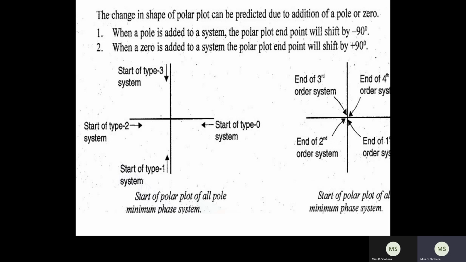So here you can look into the transfer function. There is no s, or there is no pole at the origin. Therefore, type number is 0. Overall s power in the denominator is 1. Therefore, order is 1. So type 0 means the polar plot should start from the 0 degree side. Order 1 means it will end in the first quadrant. So that's why it will start at this and end at this. So the polar plot is drawn like this.